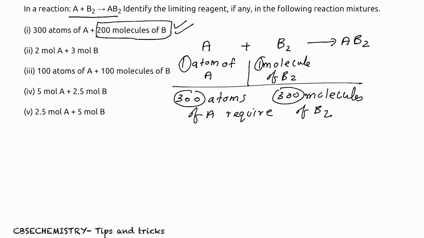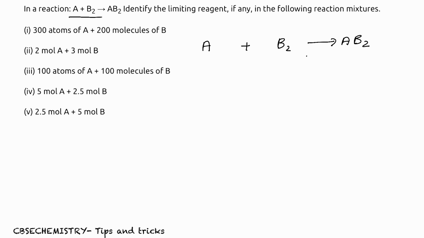So what is the limiting reagent? Limiting reagent will be B2. Why? The reason is, for reacting with 300 atoms of A, we require 300 molecules of B2. But as per the question, how much we have? Just 200. Okay. So definitely that is the limiting reagent. We can check the second question.